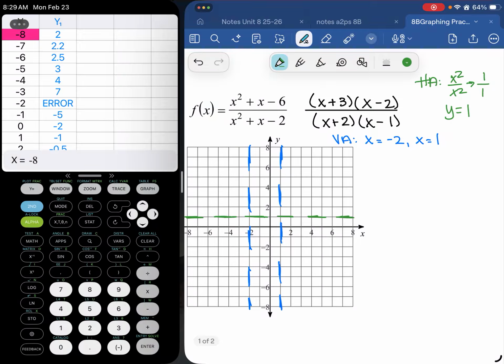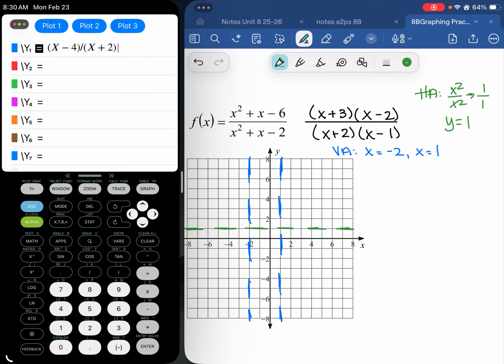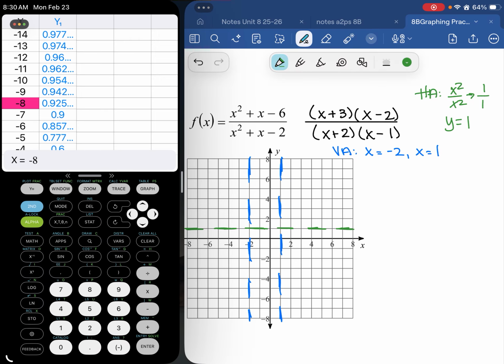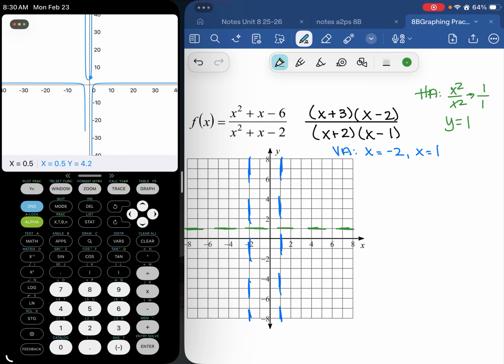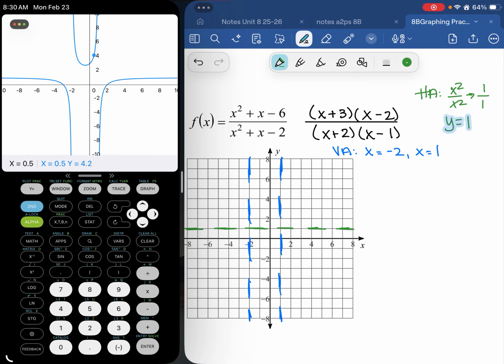I'll draw that in here. While I'm drawing that in there, I'm going to go over and plot some points in my calculator. So I'm going to type the original problem. X squared plus x minus 6 divided by x squared plus x minus 2. Go to my table, go to my graph, and you'll see my graph is here. I'm going to zoom in really well. So I'm going to go zoom 6 if I can't see things. And so this is what I have.